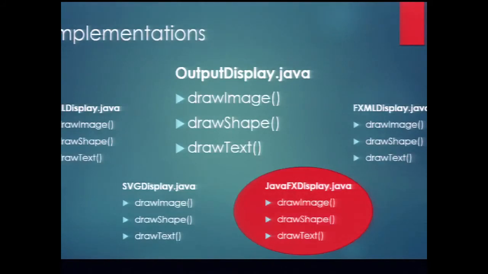So how do we do that? We've got our main class OutputDisplay. That's got all the generic things in. And we've also got the other classes. So we've got HTMLDisplay, SVGDisplay, and basically they just do the specifics. So HTMLDisplay outputs a HTML file, SVG does the SVG file, and the one that we're all interested in, the JavaFX file, gives us a Java file.